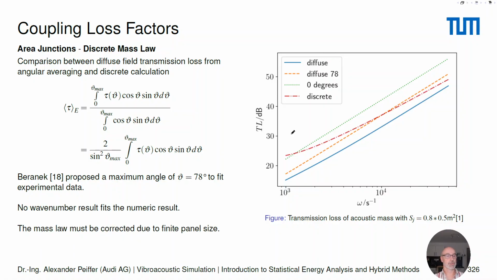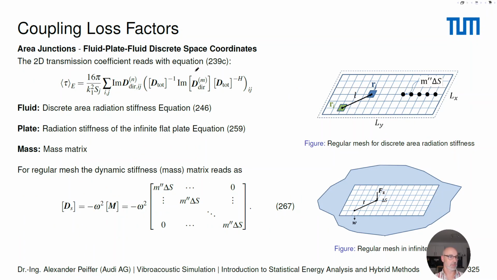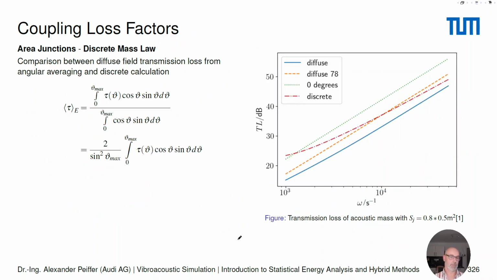So you see different versions. Here you see the blue line, which means full integration angle until 90 degrees, integrating over the full half space. The orange line is the famous curve of Beranek, and the green curve is the perpendicular waves acting on the surface. And the red line, that's the discrete version. So what is the discrete version? Just to keep in mind, that's just using this total stiffness formulation, using the discrete area radiation stiffness, and using the mass matrix formulation for the stiffness matrix. Then you get the red line.